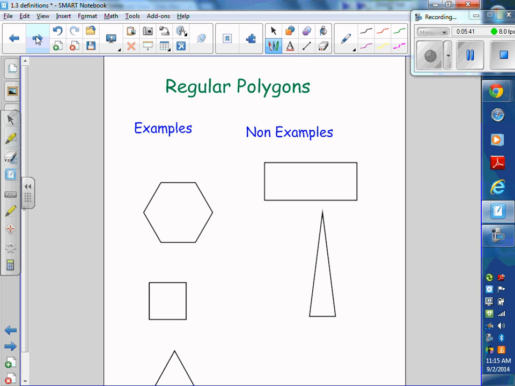Yeah, so the word regular, a figure is a regular polygon if, and now we're going to distinguish it. Remember, you classify and then you differentiate. How is it different from all polygons? It has all sides equal and all angles are congruent.